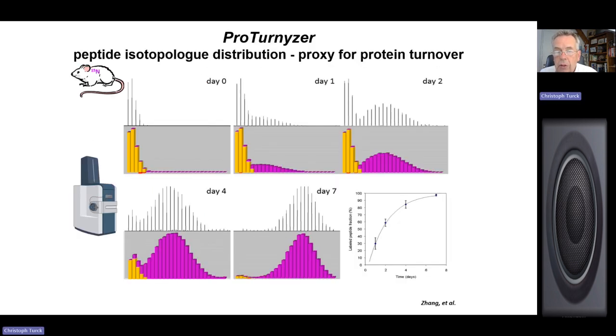Now, this is sort of like what you see as you go along. Again, we had to develop a software. I had a number of bioinformatics students, and also Yaoyang Zhang was again involved, who developed the so-called ProTurnizer software. Now, the ProTurnizer software interrogates these very complex isotopologue patterns from tryptic peptides.